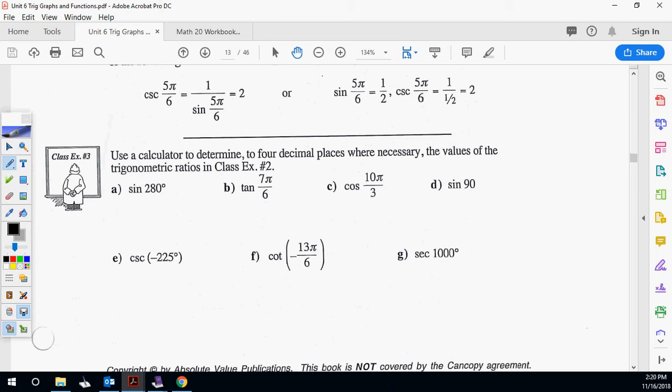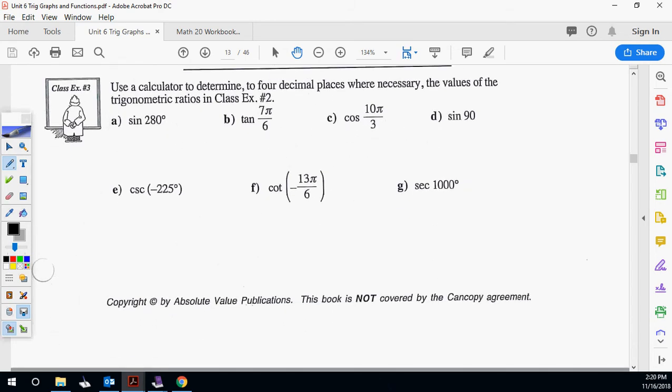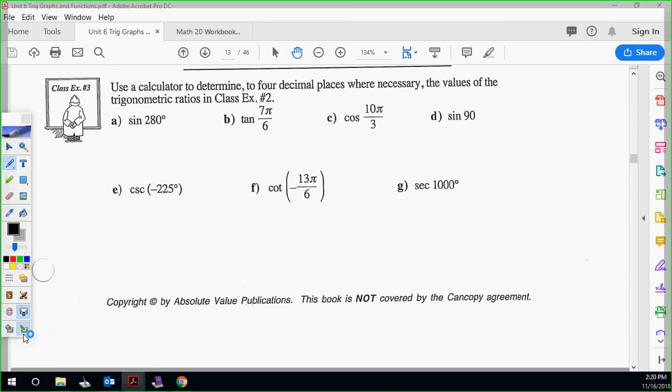Correct. So right here, it says use a calculator to determine these to 4 decimal places. Let's just go ahead and do this. Maddie, you can do A, and you're going to be in degree for that one. Hannah's going to do B, radian. Bree, can you do C, radian? This one is technically radian, Mo, so do D in radian, because there's no degree symbol.